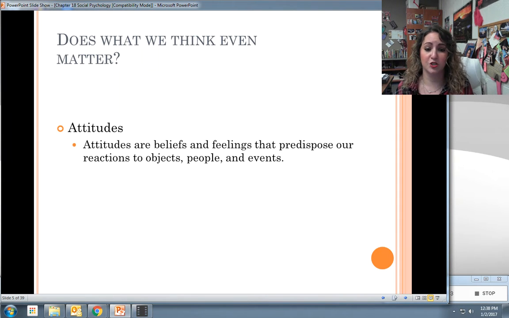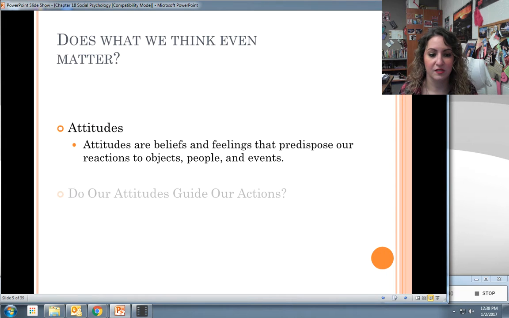Because attitudes are just beliefs and feelings that predispose our reactions to objects, people, and events. So your attitudes towards politics, religion, diet, family, lots of different things, are feelings that we have that make us react certain ways to certain people and events and so forth.